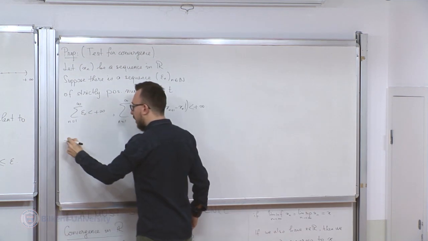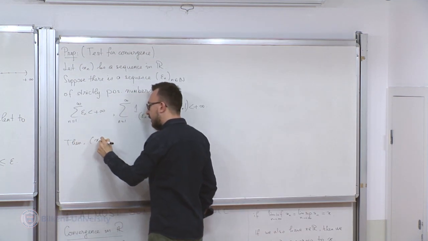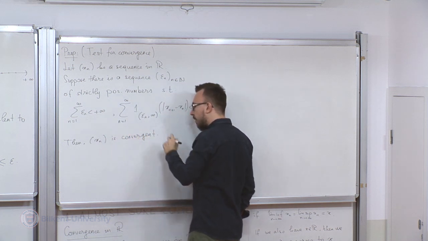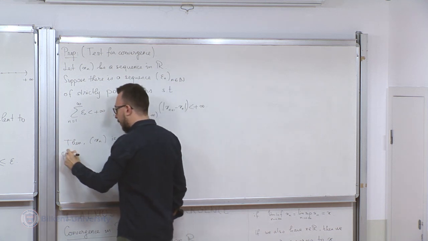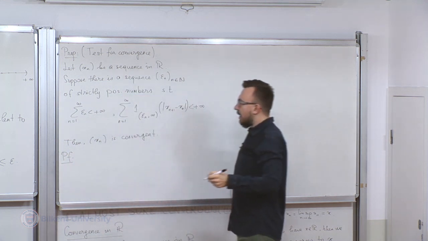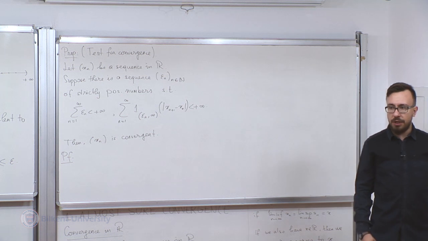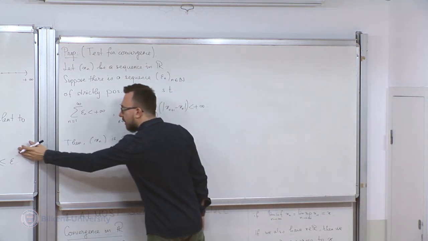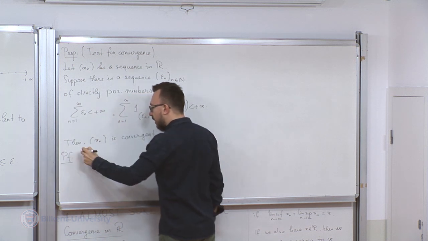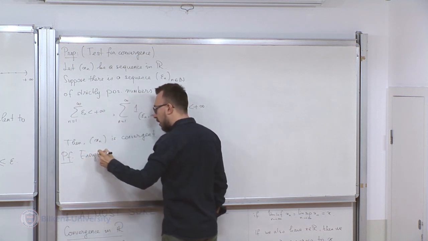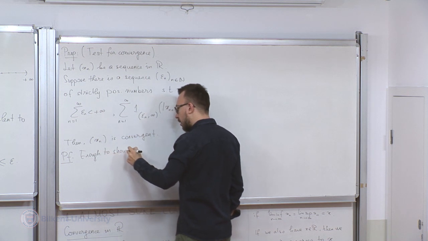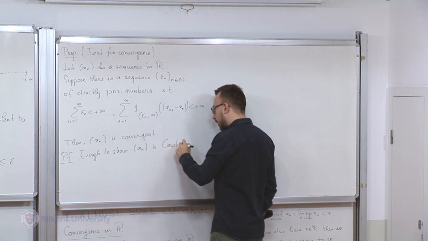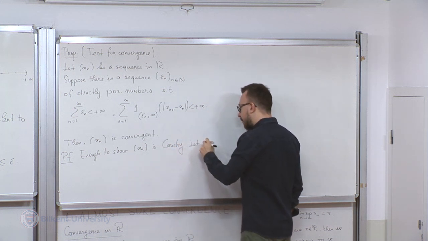Then xn is convergent. For the proof, all we need to check is that this is Cauchy, because convergence means being Cauchy by this remark. So enough to show that xn is Cauchy. And for this, let's pick an epsilon.